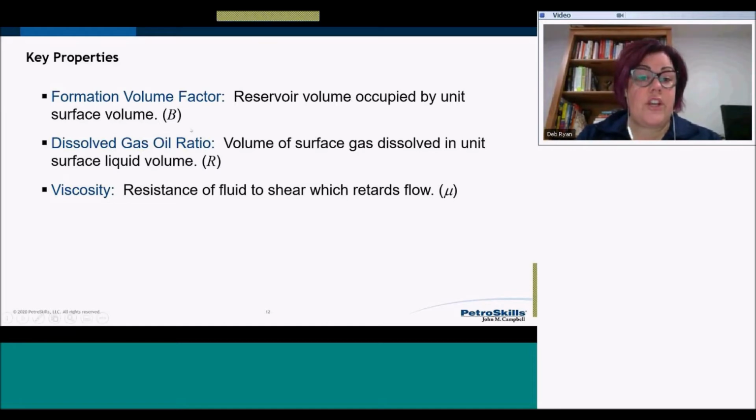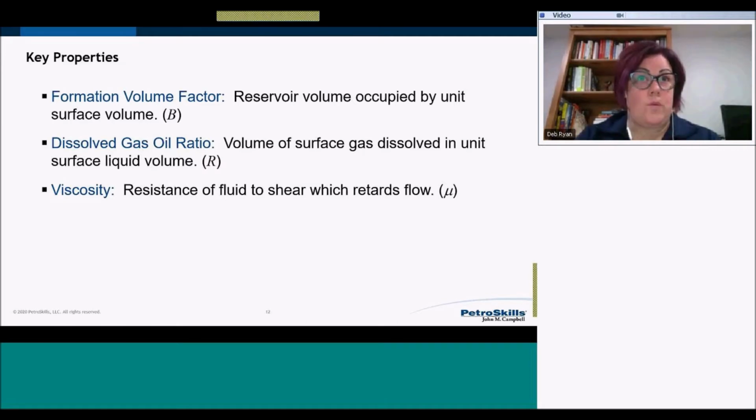In reservoir engineering terminology, it's denoted with a B, and if it's oil, it's going to be B with a subscript O. If it's gas, it's going to be a subscript G, and if it's water, it's going to be a subscript W. So formation volume factor is the first one.